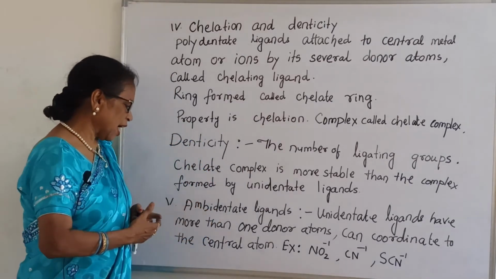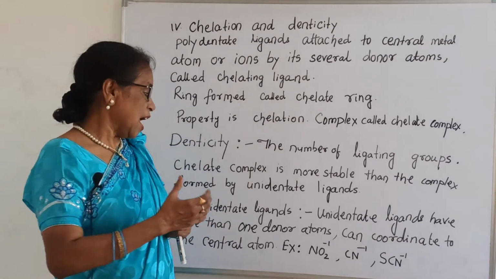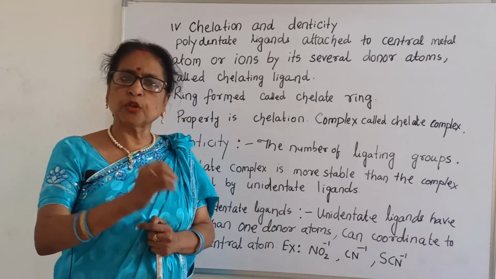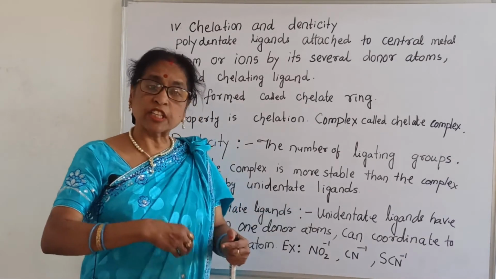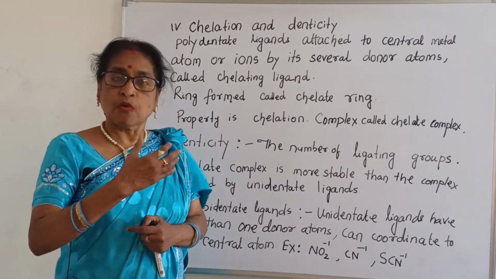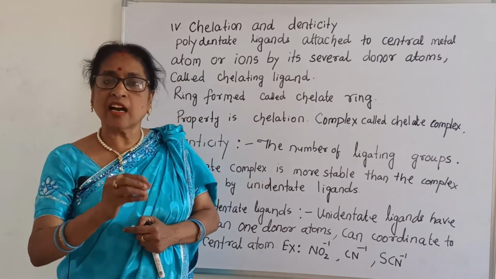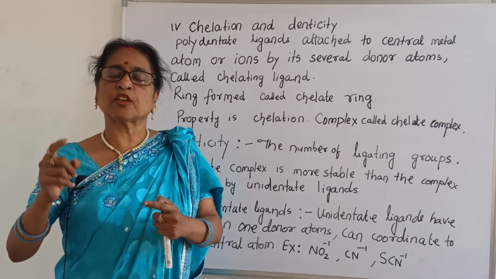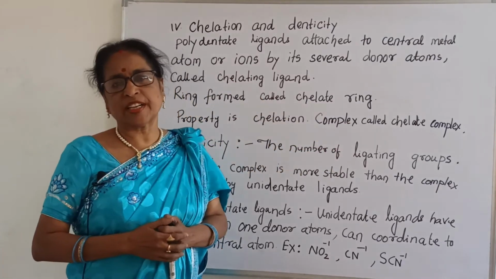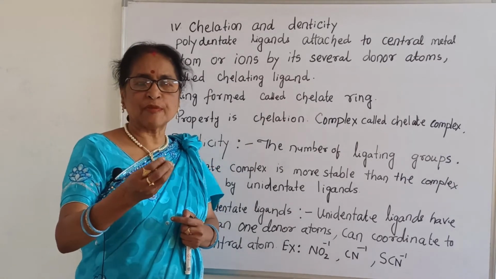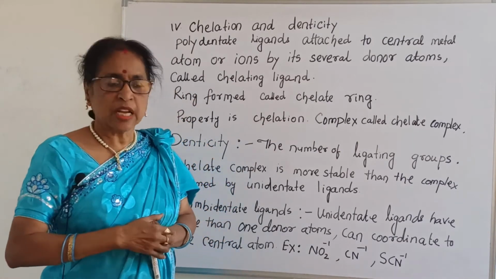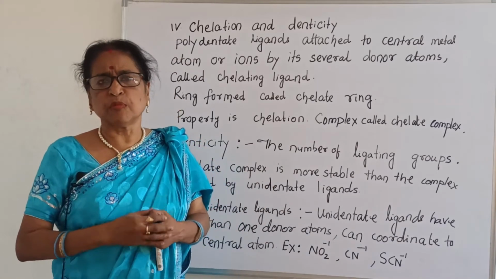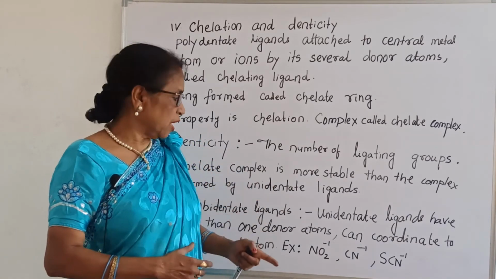Then what is meant by an ambidentate ligand? An ambidentate ligand is applicable only to monodentate or unidentate ligands. What are unidentate ligands? The ligands having one donor atom donating to the central metal ion. The electron pair is given with the help of one atom, and that is called unidentate. Unidentate may be simple molecules or simple ions.